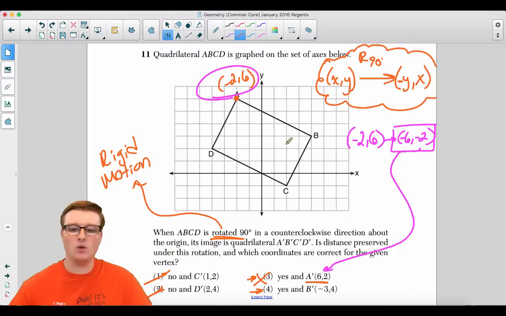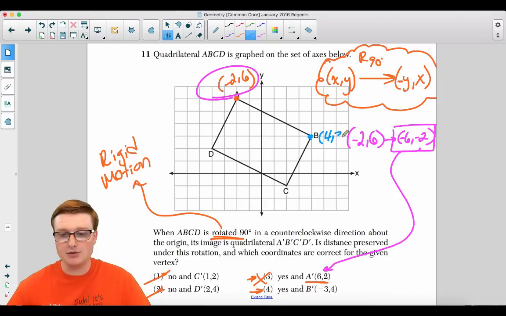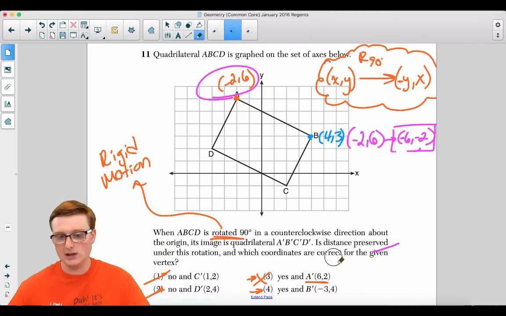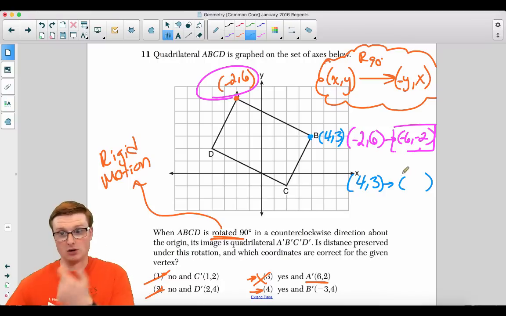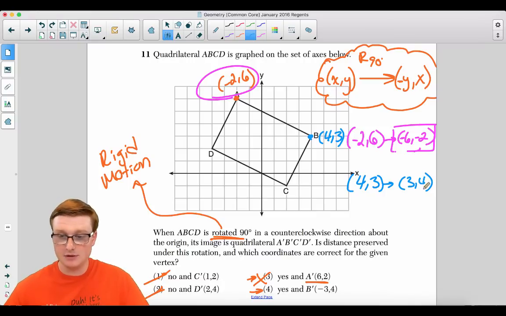Let's take a look at choice 4. Point B is the point (4, 3). If you rotate (4, 3) by 90 degrees, will it equal (-3, 4)? Well, we flip the ordered pair, (3, 4), and we change the sign of the first. So yes, it is. Choice 4 is the correct answer for this question.